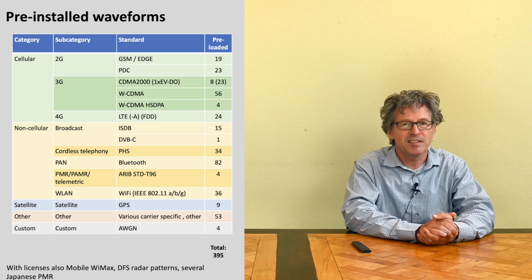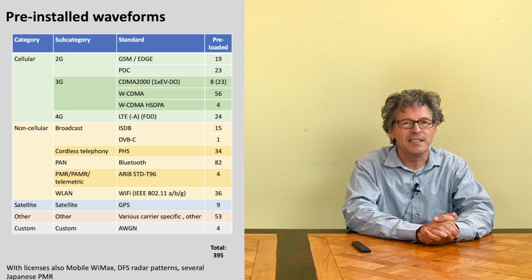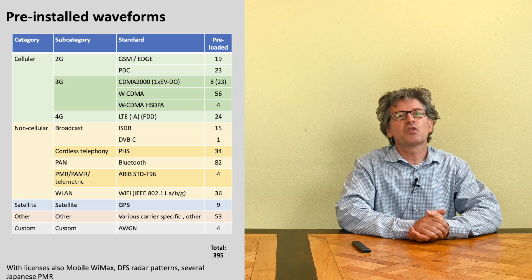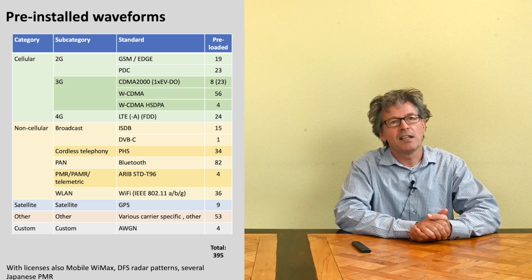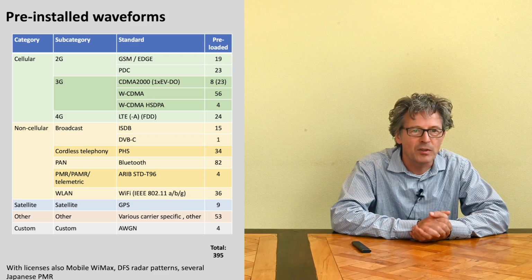There's some GPS satellite stuff. There are some noise waveforms and some other specific waveforms. I'm not going to go into details here. As I said, this is all already available if you don't have any additional licenses. With additional licenses, there are a couple of additional waveforms like WiMAX and radar patterns and a couple more specific Japanese standards.